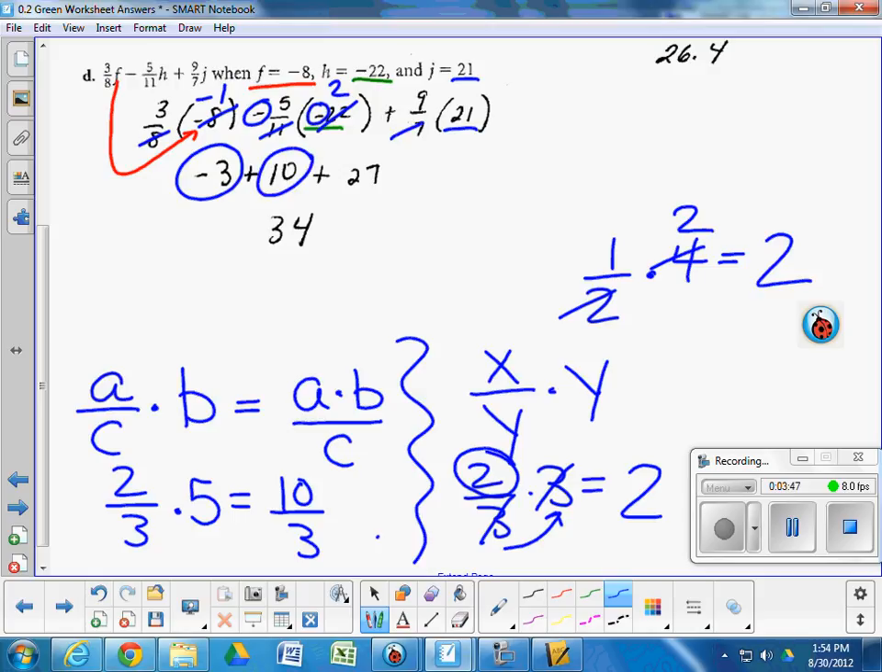And finally, the 7 goes into 21 3 times. 3 times 9 is 27. From there, we just add. Negative 3 plus 10 is 7. 7 plus 27 is 34.